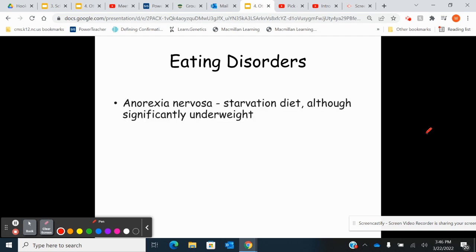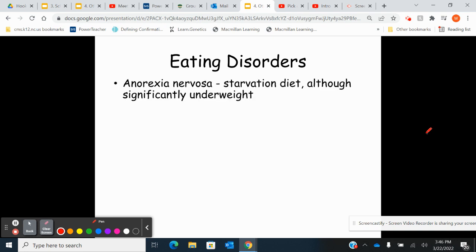All right. Lastly, eating disorders. I know that you all learn about these in health class. So anorexia nervosa, anorexia was where a person, usually most of these are either younger women or gay men, will go on a starvation diet. And although they are significantly underweight, this is often accompanied by some sort of binging, some sort of extra weight loss method, such as exercise.